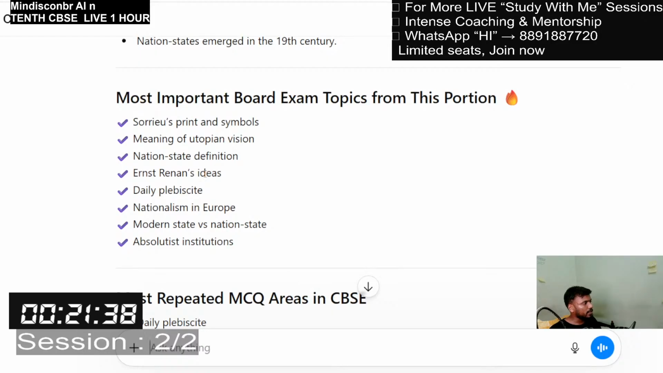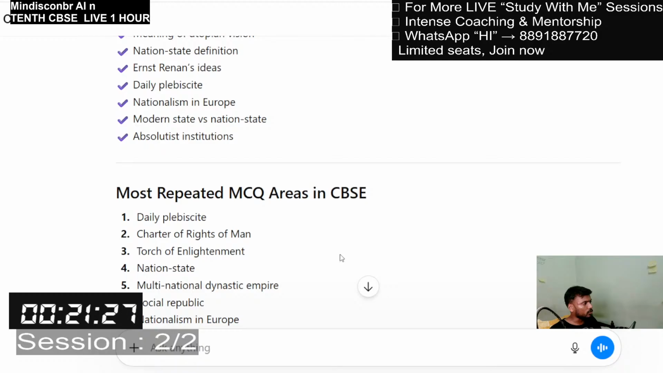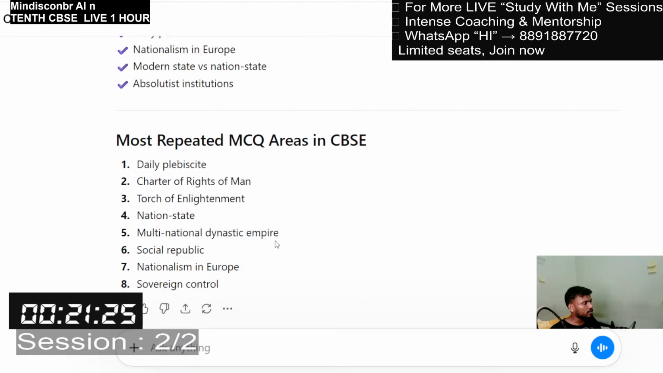Nation state definition. Ernest Renan's ideas. Daily plebiscite. Nationalism in Europe. Modern state with nation state. Absolutist institutions. Most repeated MCQ areas in CBSE are daily plebiscite, Charter of Rights of Man, Torch of Enlightenment, nation state, multinational dynastic empire, social republic, nationalism in Europe, and sovereign control.